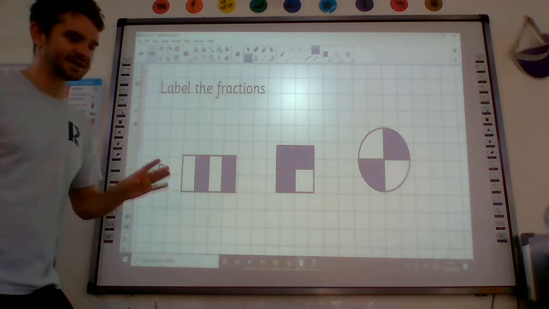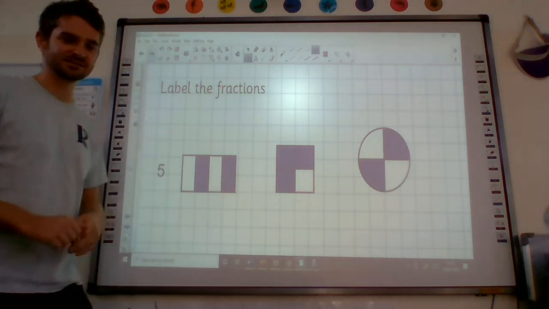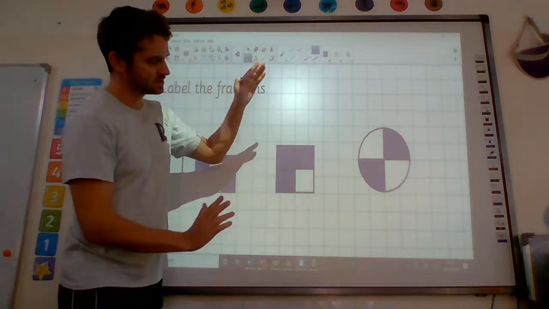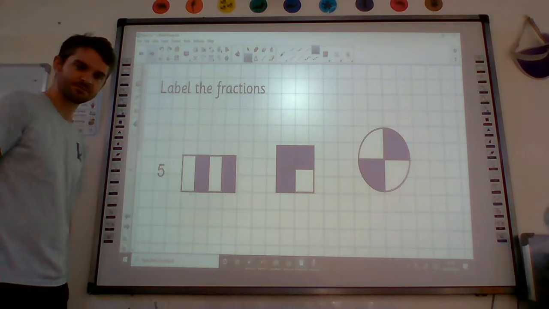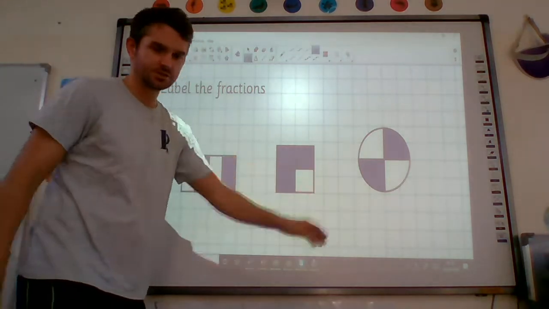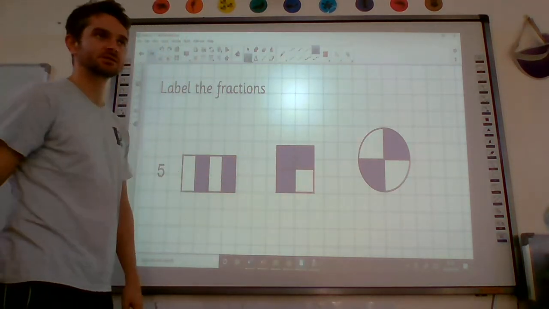Okay, making it slightly more difficult now. These aren't nicely together, so you might not be able to see straight away. This one here, that one there, this one on the end. Pause the video, write the fractions.